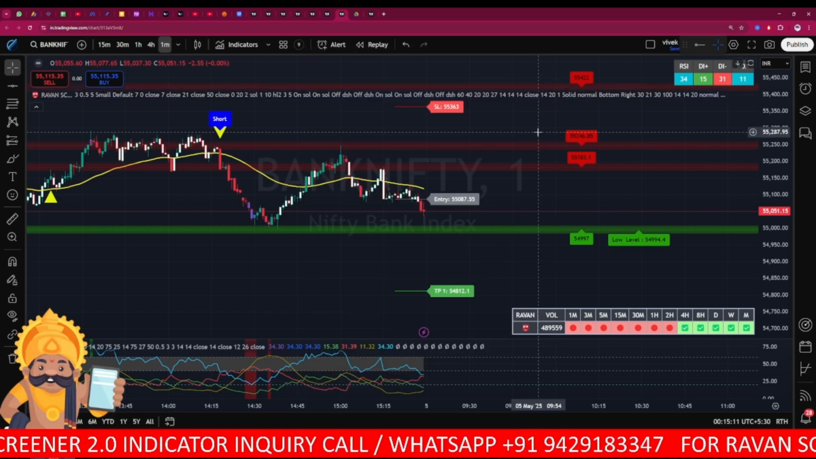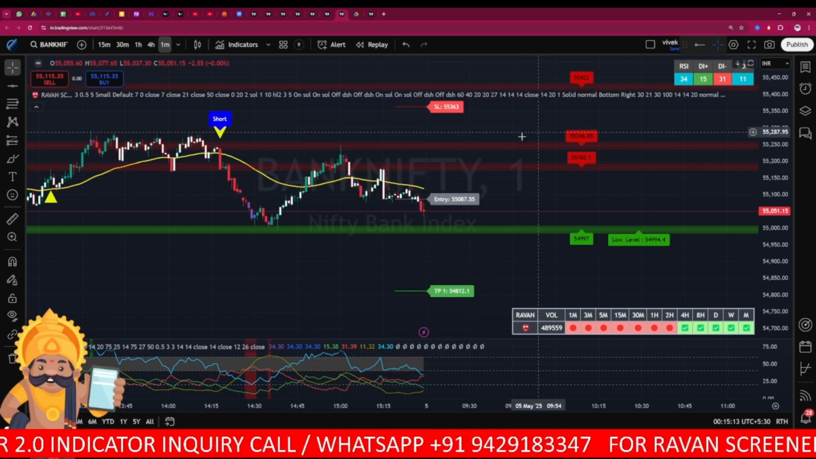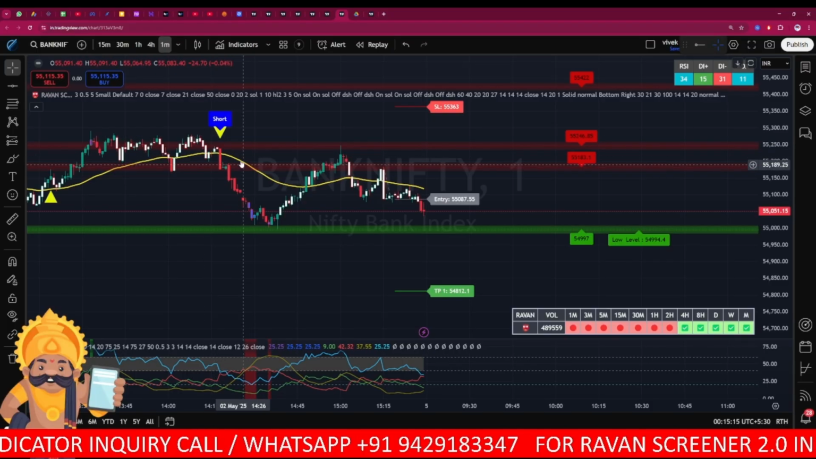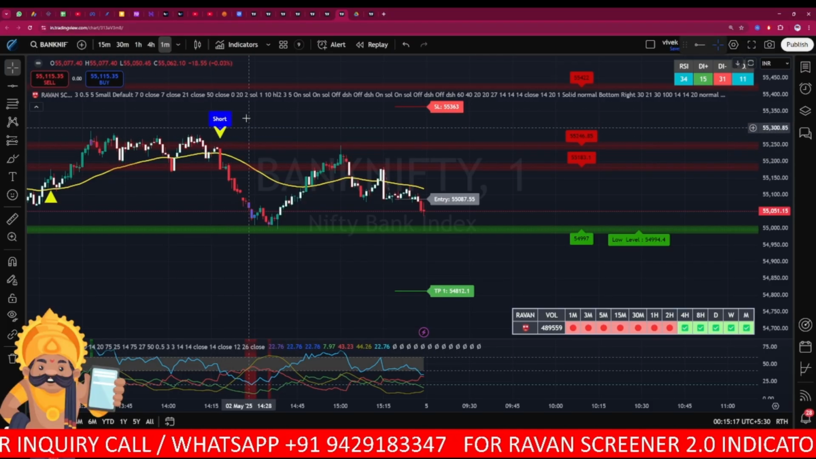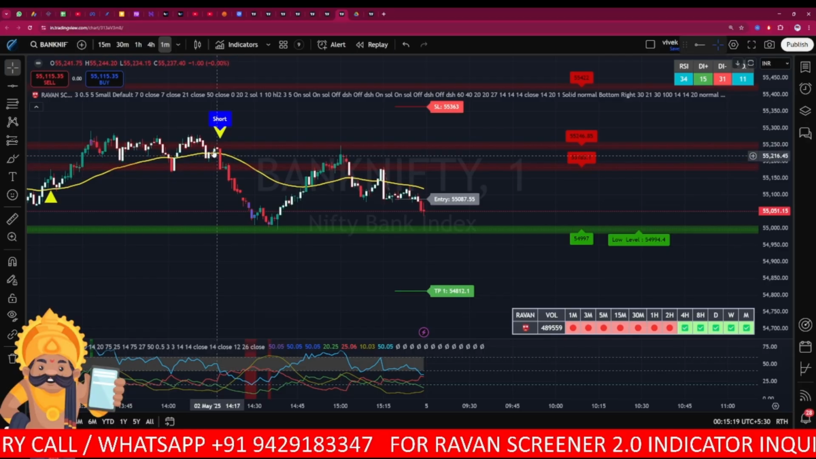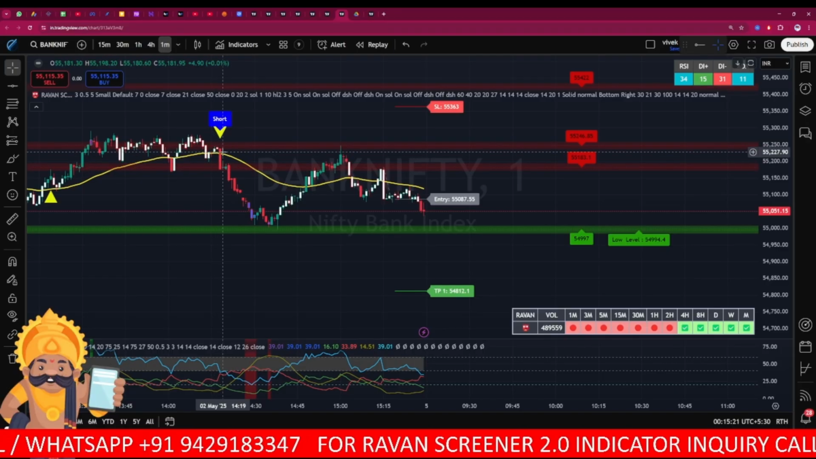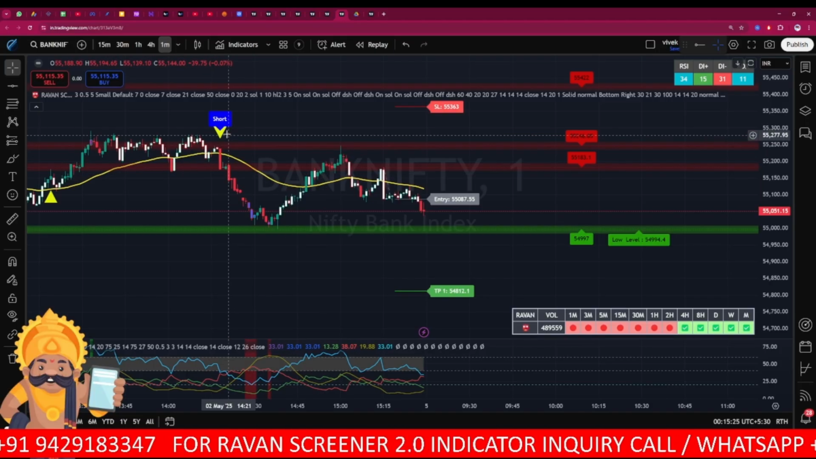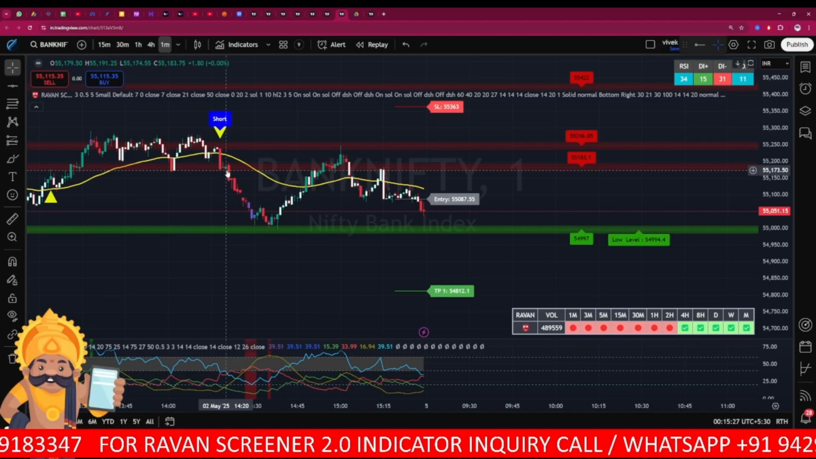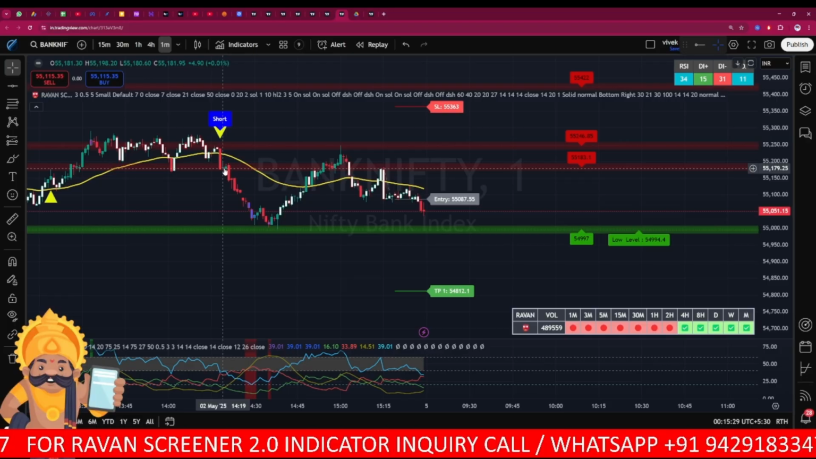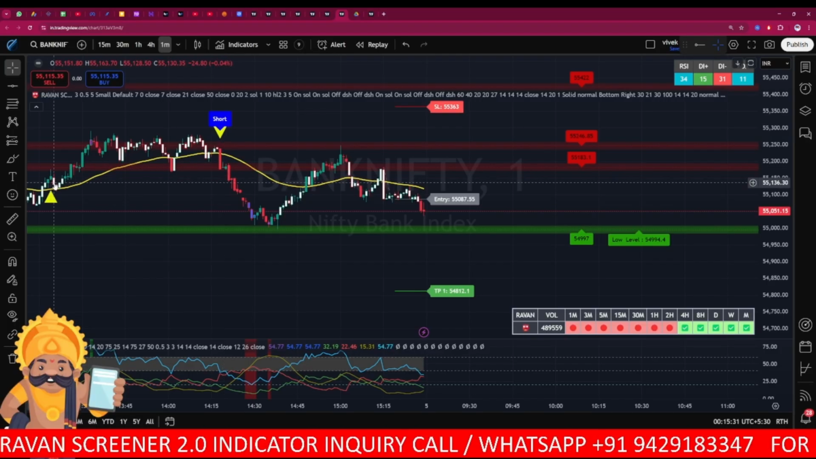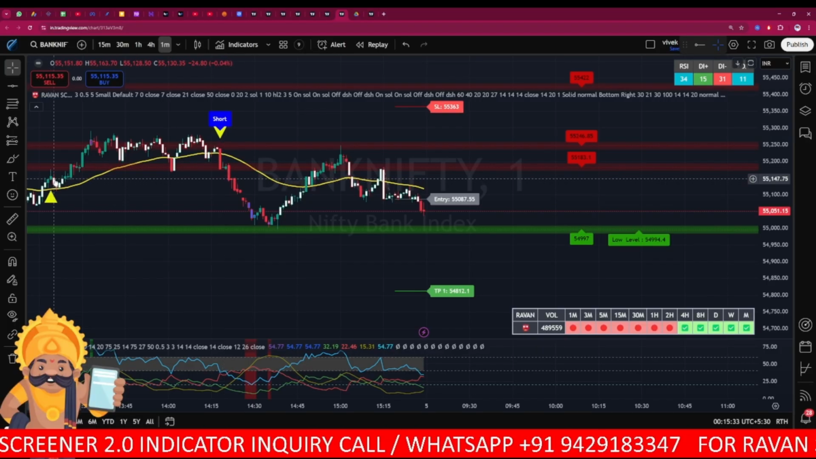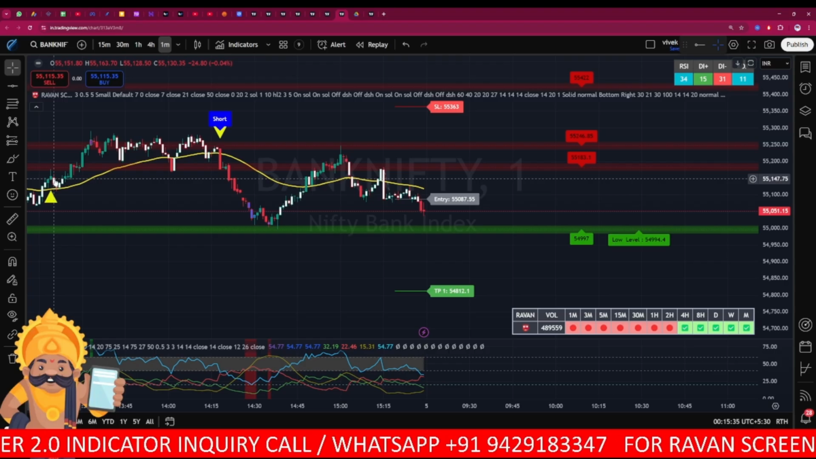What is our third condition? Whenever you get this signal and the DI plus DI minus confirmation is there, look for the next confirmation, that is the 50 EMA. This yellow line is the 50 EMA. The candle should close below the 50 EMA for short, and above the 50 EMA for long. This is our third condition.